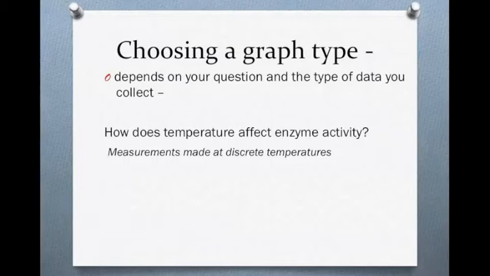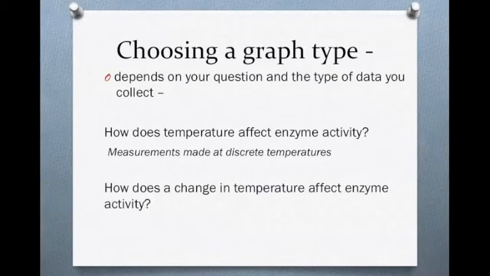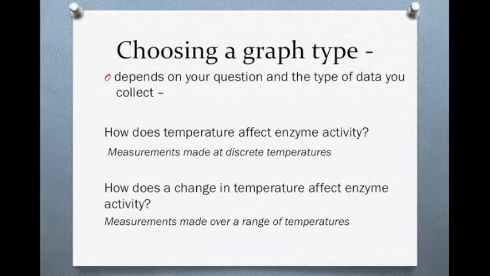What I'm planning to do is have a setup at 10 degrees, at 20 degrees, at 30 degrees, 40 degrees, 50 degrees, and I will measure enzyme activity at each of those discrete temperatures. This is different than having a research question that says, how does a change in temperature affect enzyme activity? In this case, I would be looking at measurements made over a range of temperatures. So I would start at 10 and increase the temperature to 50 and see how that affects the enzyme activity.